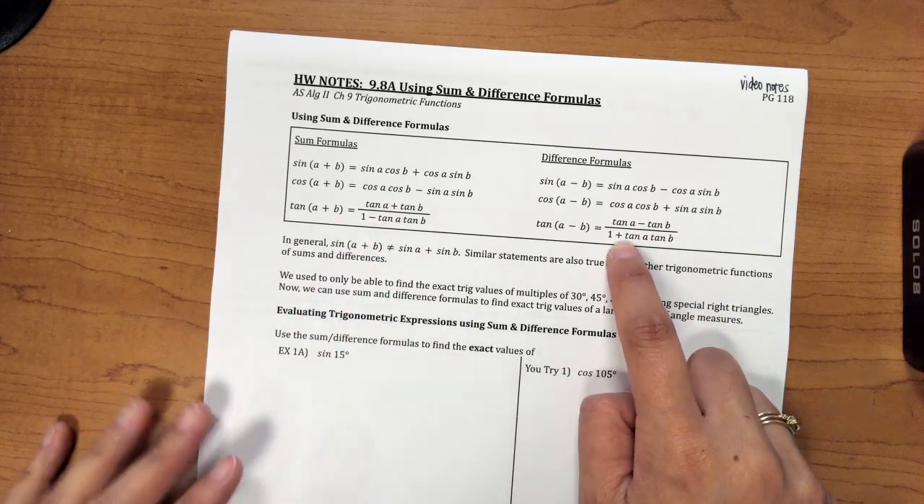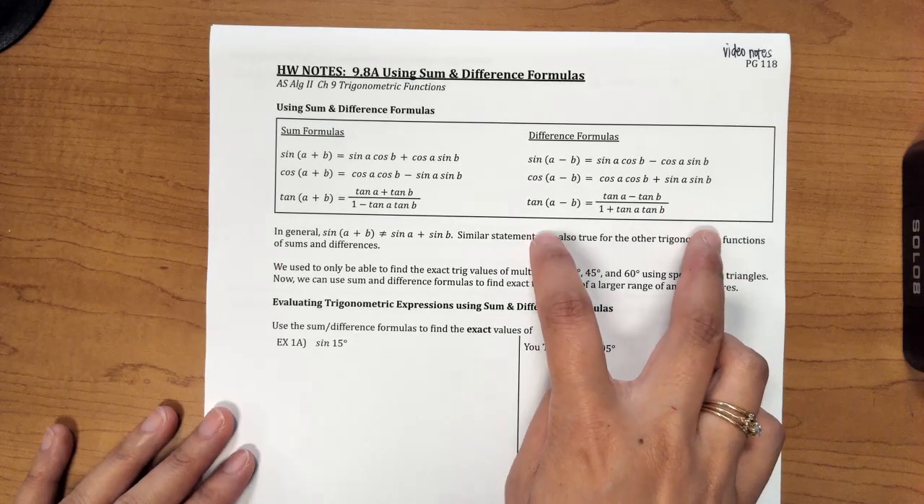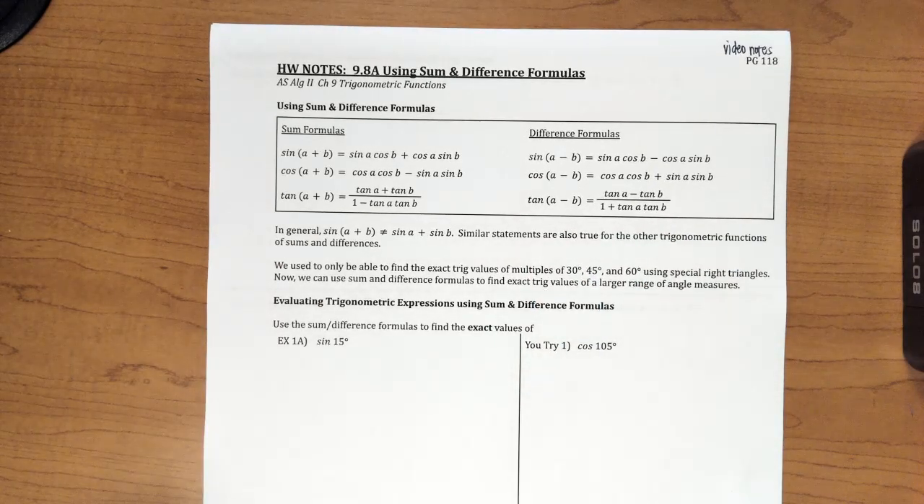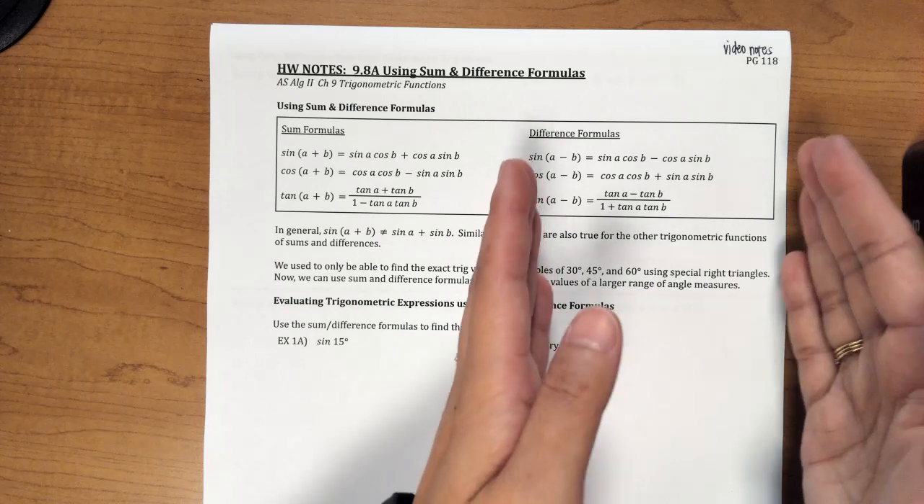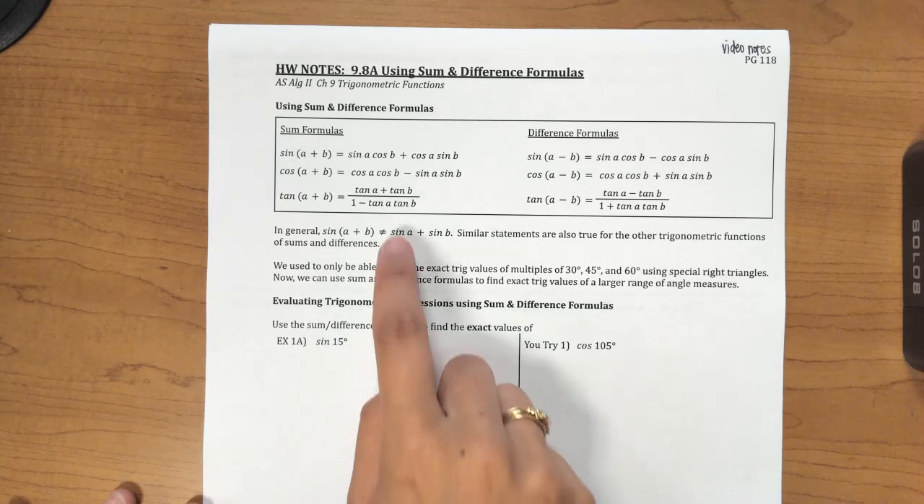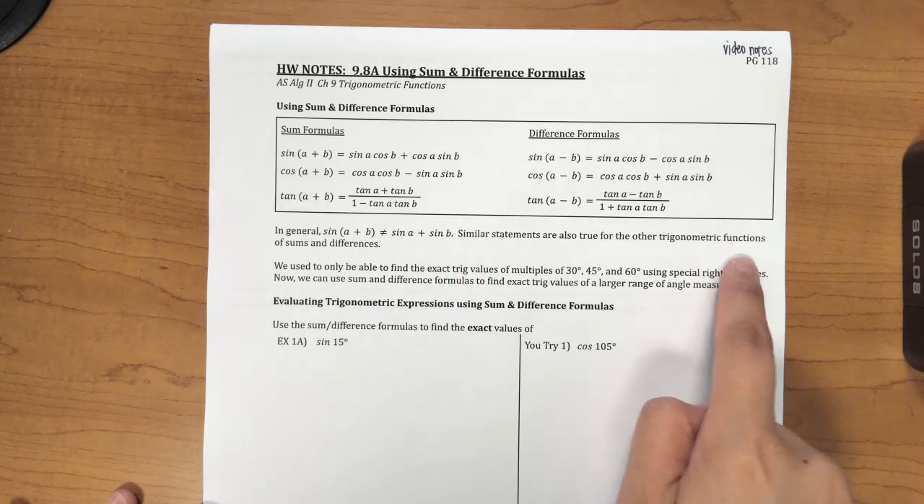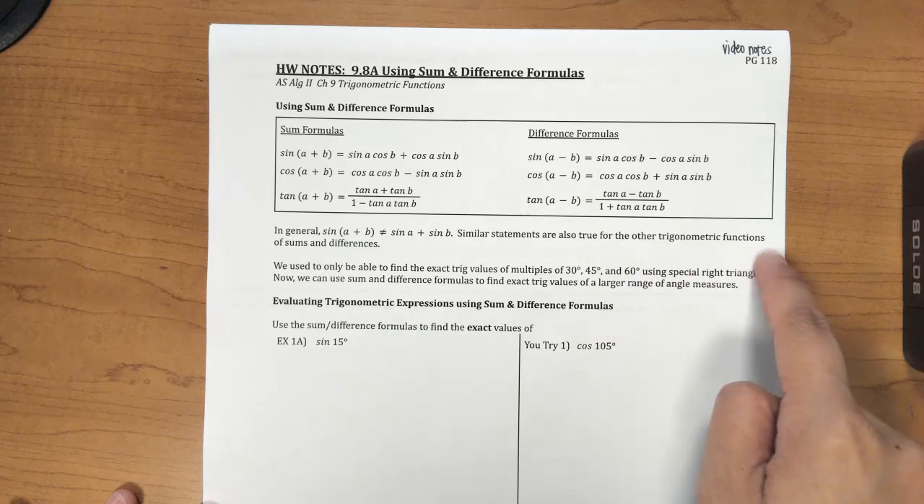The good news though is that the left side is exactly the opposite signs of the right side, so you should be able to only memorize one and then change all the signs for the other side. Okay. So in general though, one thing you need to understand is that sine of two angles added together is not equal to the sine of the first angle plus the sine of the second angle. And this is true for the other 6 trig functions as well.